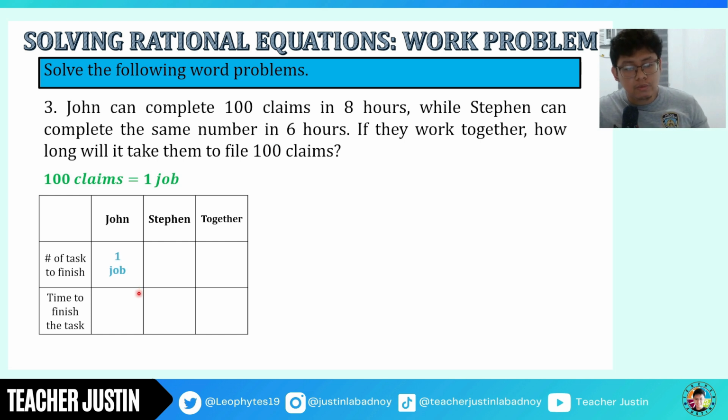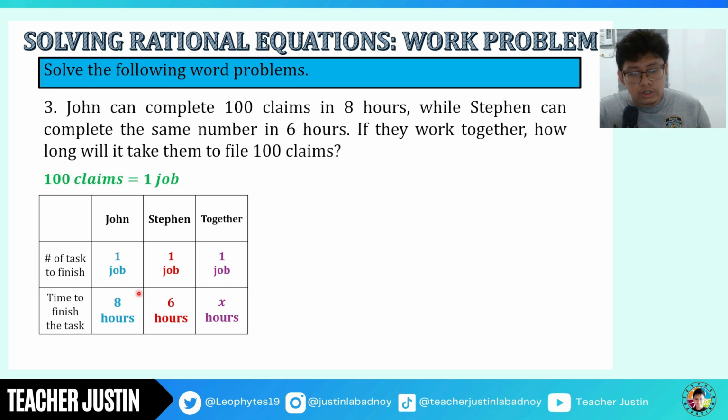Okay, so here we will have 1 job for John, and the number he can finish this 100 claims or this 1 job is in 8 hours. Stephen naman, we still considered as 1 job, this 100 claims. He can finish it in 6 hours, and if they work together, filing this 100 claims, which is equivalent to still 1 job, then we will need to find the number of hours they can finish it while working together. Okay, so our next step will be, let's create our ratio of the number of tasks to finish, the time to finish the task.